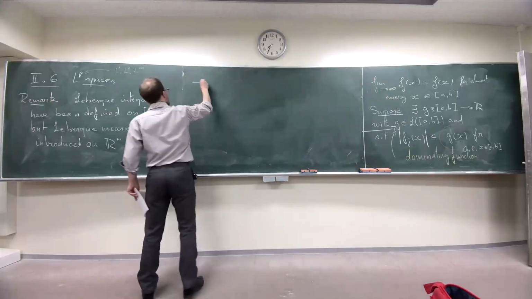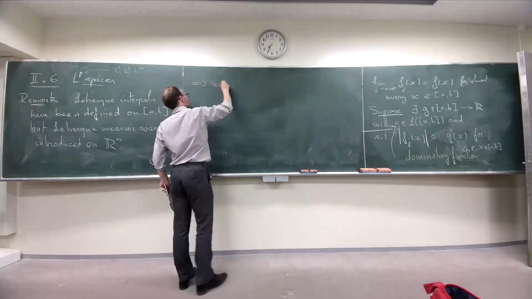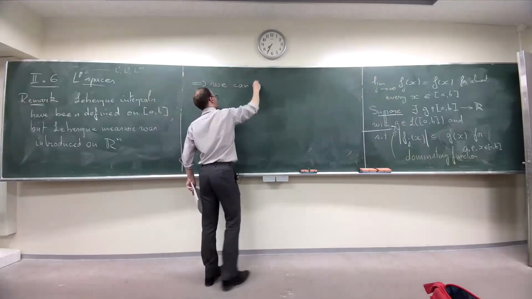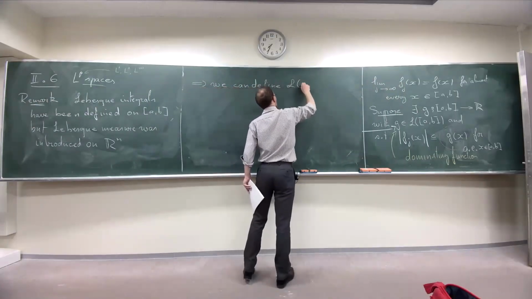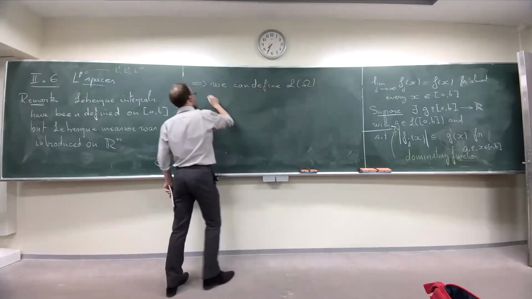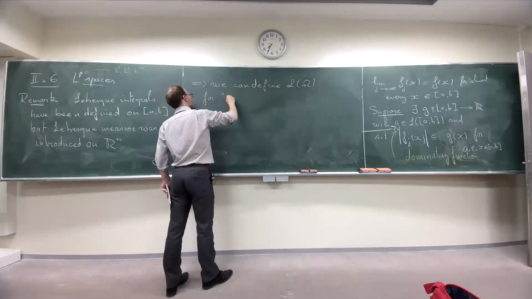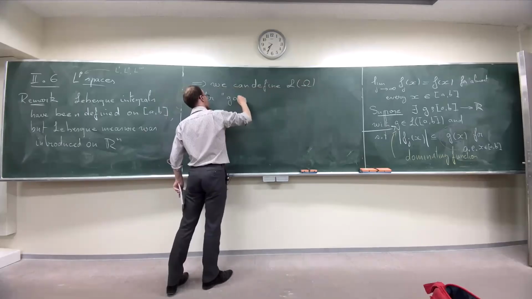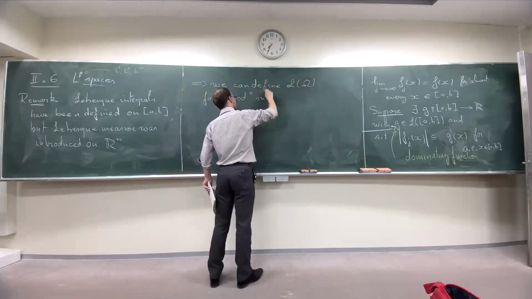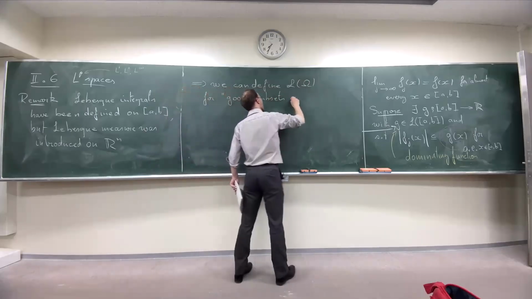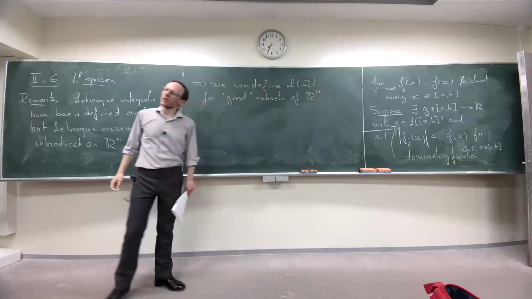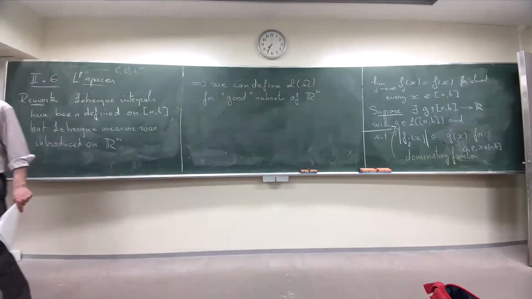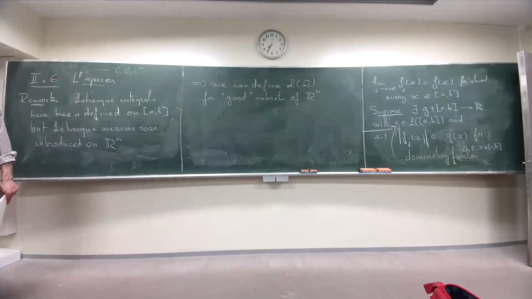So it means we can define L of omega for good subsets of R^n. And what do I mean by good? LM. Sorry? LM. LM is in the Lebesgue measure. Yeah.